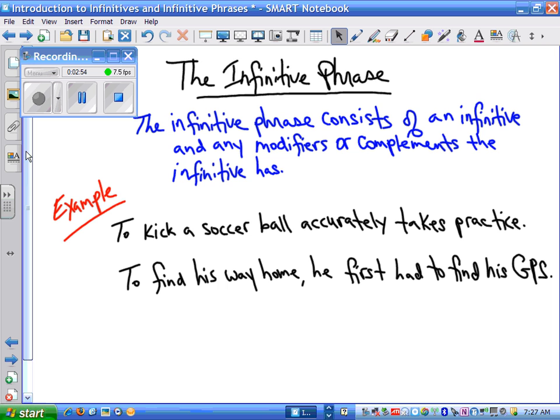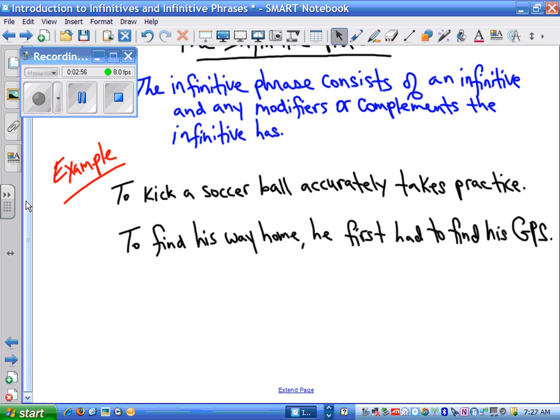So, the infinitive phrase. The infinitive phrase consists of an infinitive and any modifiers or complements the infinitive has. This definition looks a lot like all the other definitions of phrases, the kinds of phrases that we encounter within a sentence. So you have to think about the infinitive and what words are going along with it. I have two examples for you.